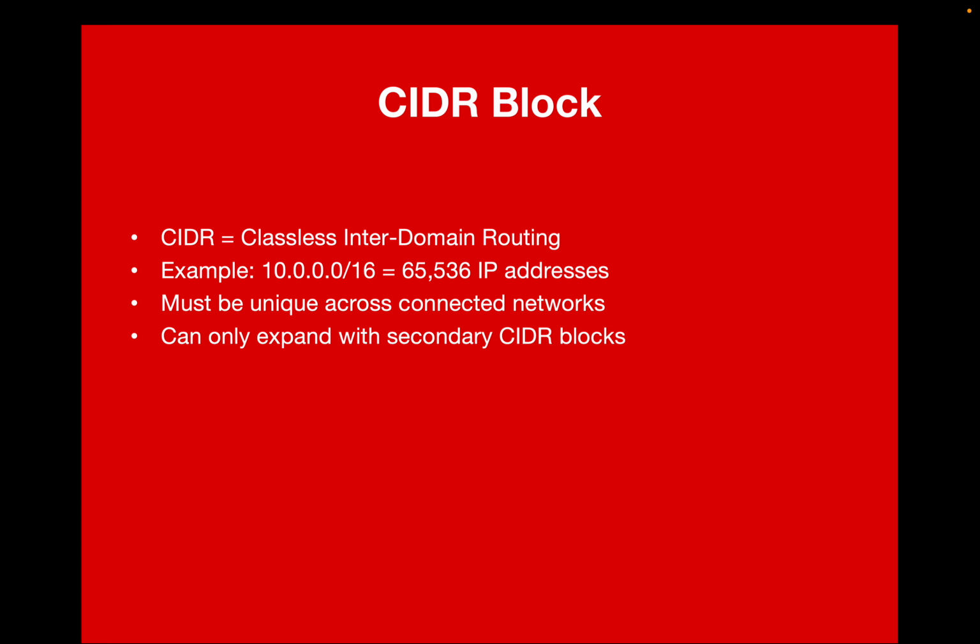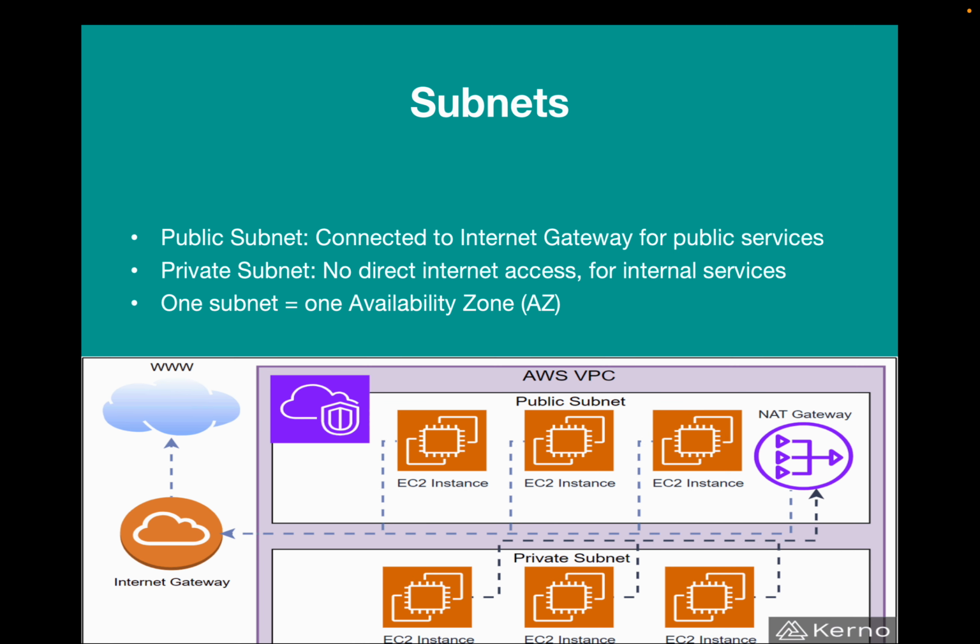Now, add in the comments if you want a detailed understanding of how subnetting works and how CIDR works. But this should be unique across the connected network. It should not overlap, and it can only expand with secondary CIDR blocks. Now let's come to the next component, which is the subnet. There are two subnets displayed in the picture. One is the public subnet, another is the private subnet.